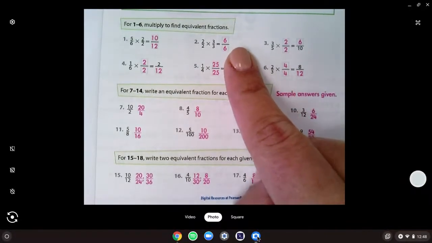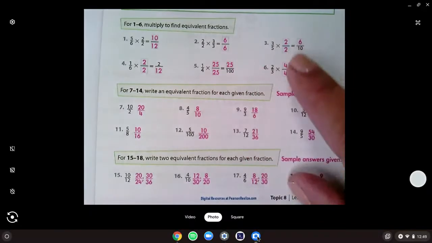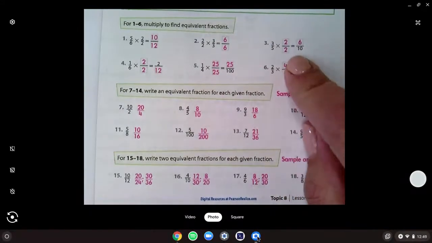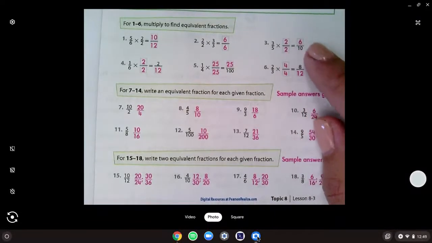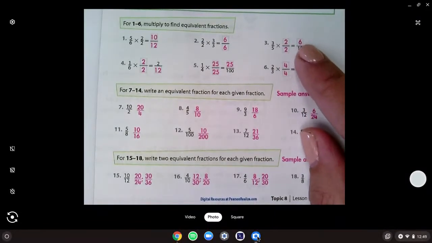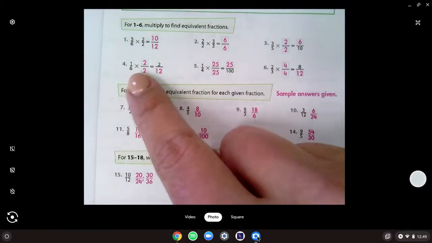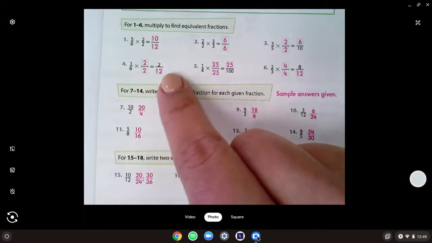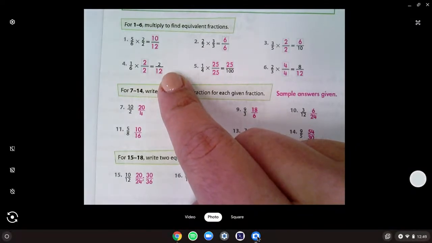Thank you for being responsible, fourth grade friends, and owning up and doing your work, correcting your work. Number 3, you should have multiplied 3/5 by 2 halves to get 6/10 as an equivalent fraction. And then for number 4, 1/6 times 2 halves equals 2/12. Questions so far on these ones?